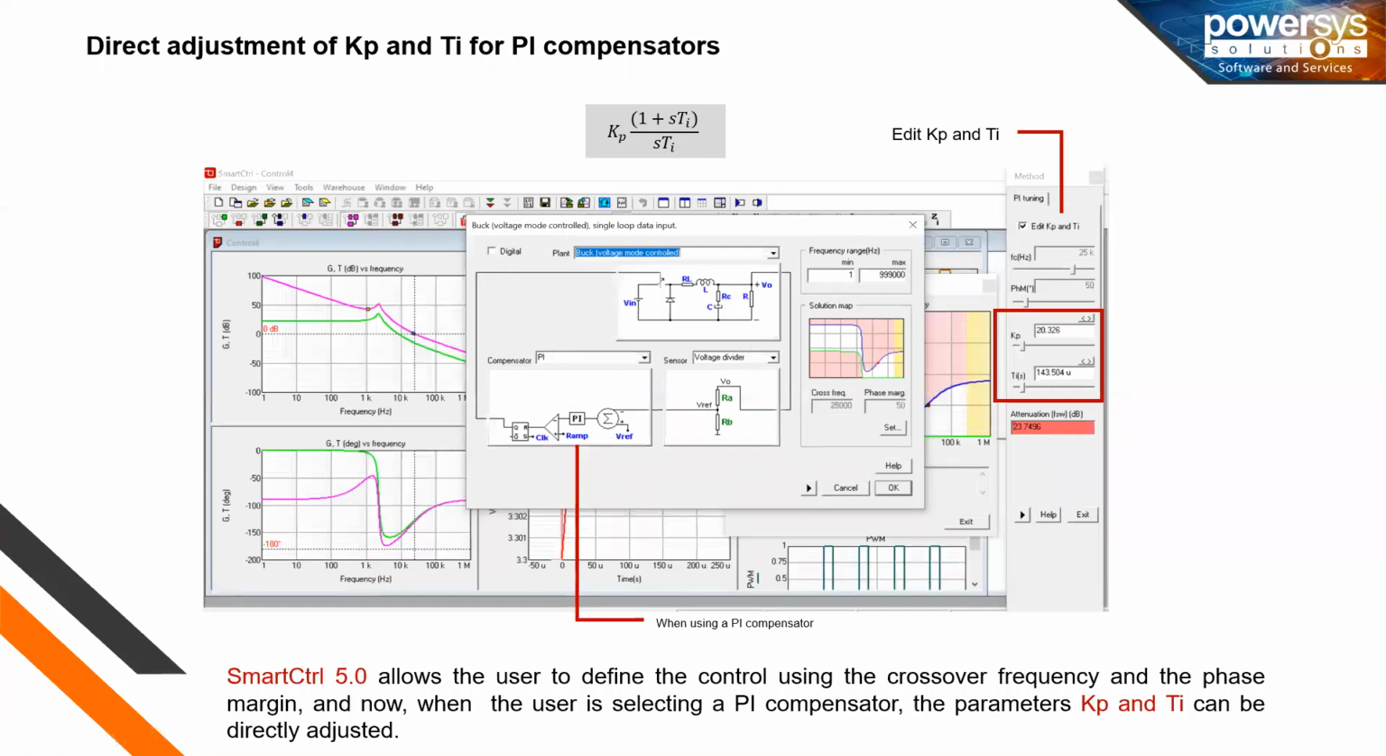So the last one will be direct adjustment of KP and TI. In the earlier version, we used to change only this particular frequency and the phase margin. This particular frequency and phase margin, we can vary. Based upon the points, here we are going to change it. Now we added one more option to edit the KP and TI. This particular information will be helpful in some applications where the user wants to change only KP or only TI. So this will be very helpful.